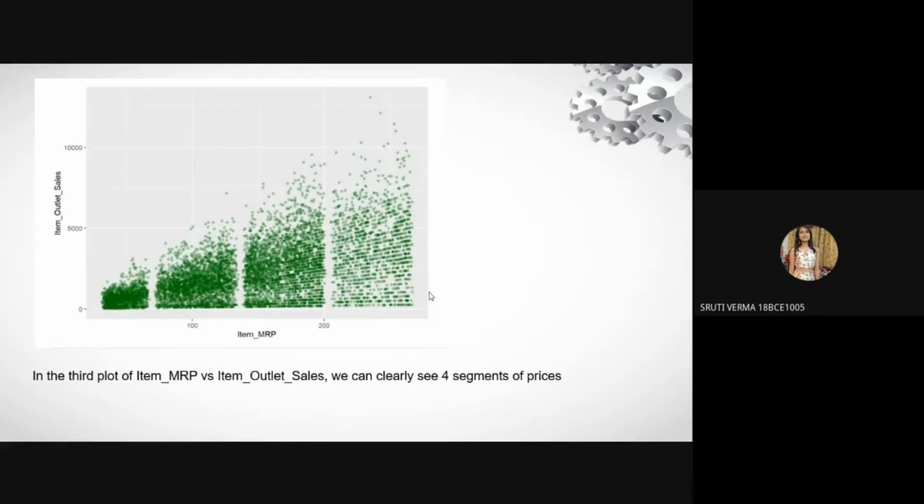Next, we plot the item MRP and the item outlet sales. In the third plot of item MRP versus the item outlet sales, we can clearly see the four segments of prices in the graph.